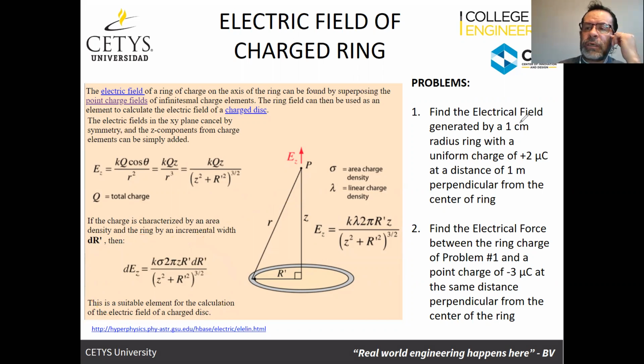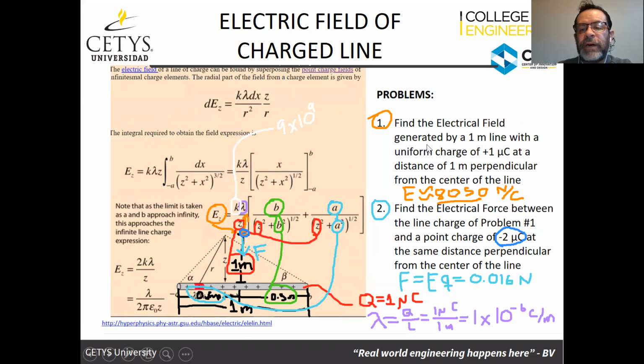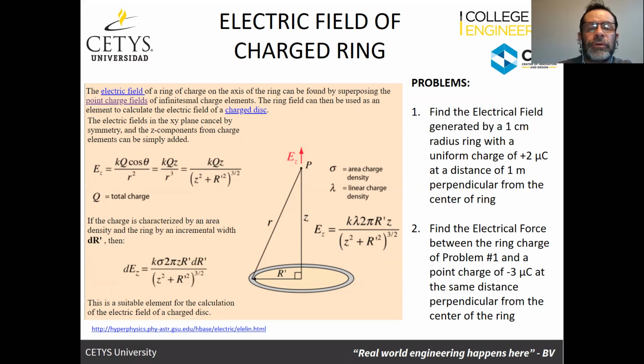And so now let's apply this expression. So it says, find the electrical field generated by a 1 centimeter radius ring with a uniform charge of +2 microcoulombs at a distance of 1 meter perpendicular from the center of the ring. So similar to how we did it in the previous problem, we're going to identify the different elements that we have and try to relate them.